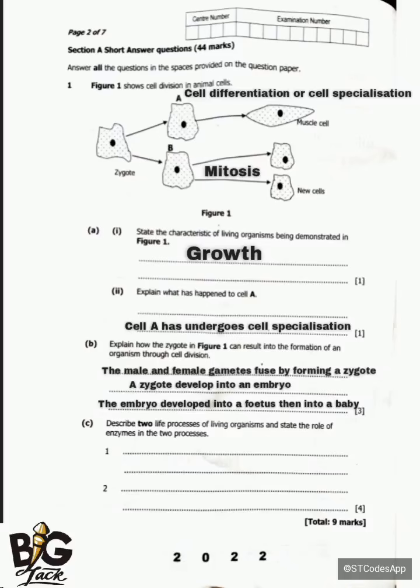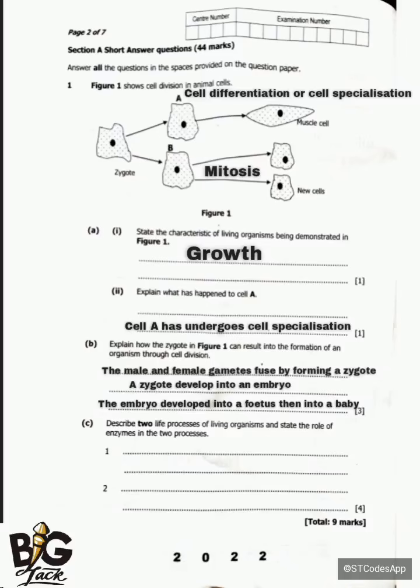Then question C is saying, describe two life processes of living organisms and state the role of enzymes in the two processes. On this question, they are not asking you to name the enzymes, but they are asking you to give the life processes and also the role that enzymes play in those life processes.